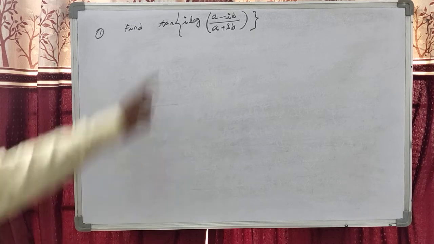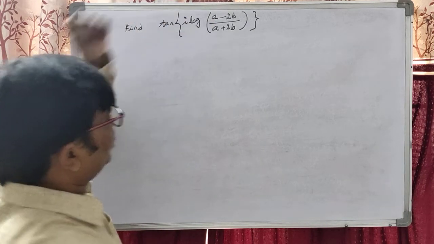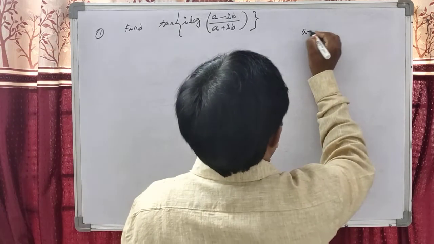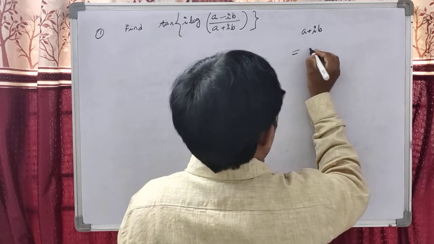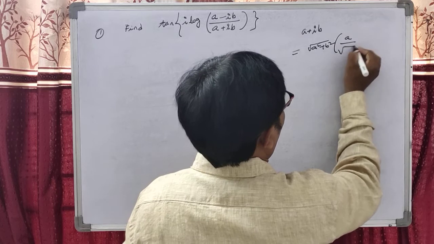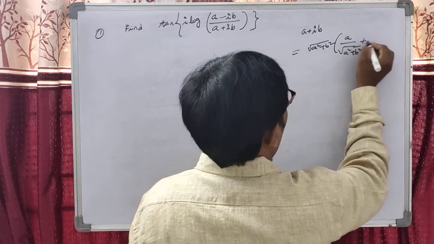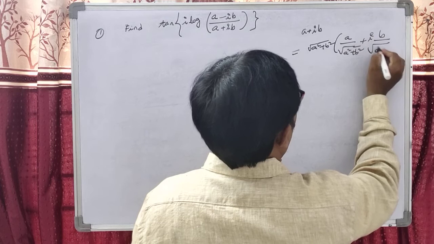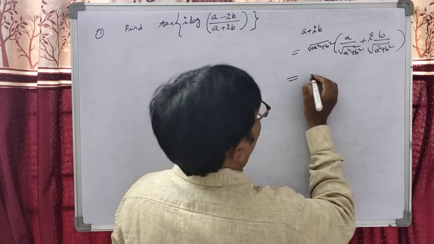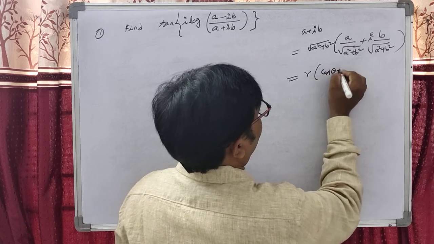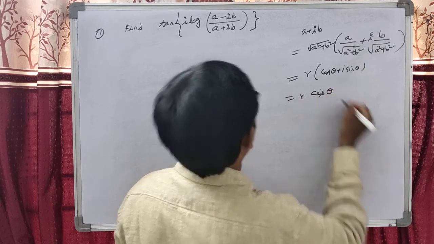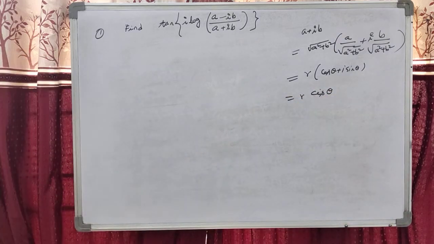Dear students, find tan of i log((a − ib)/(a + ib)). Suppose we take a + ib as √(a² + b²) times (a/√(a² + b²) + i b/√(a² + b²)). Suppose this is r(cos θ + i sin θ), that is r cis θ.